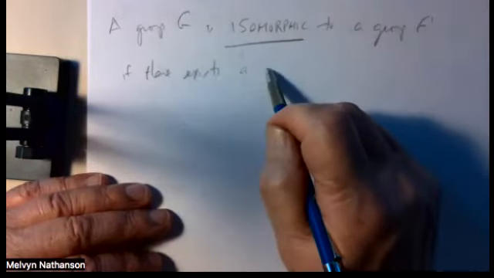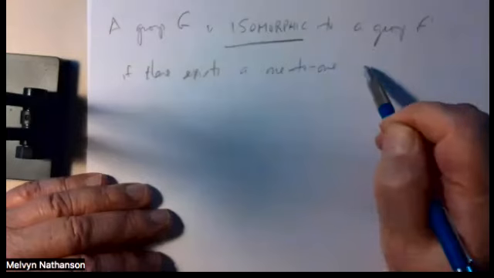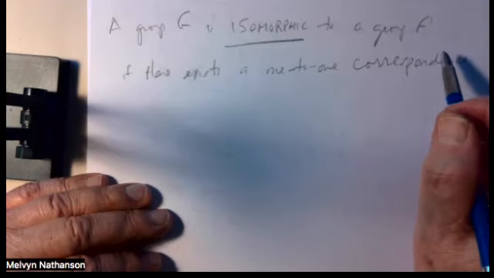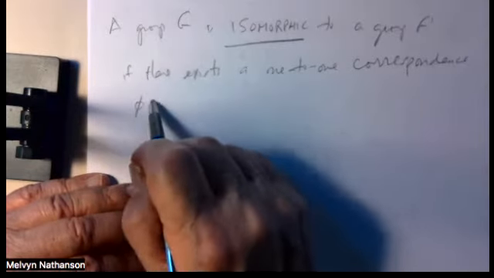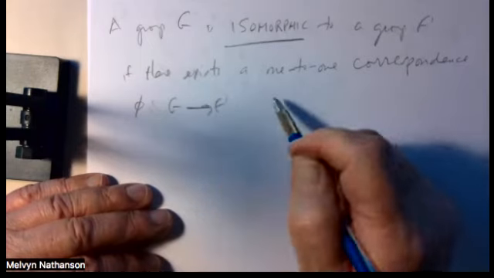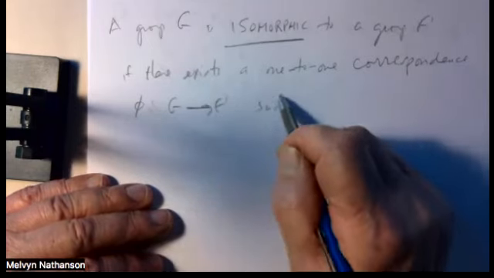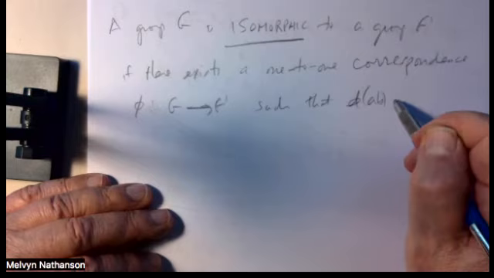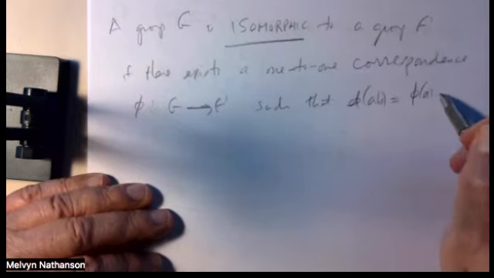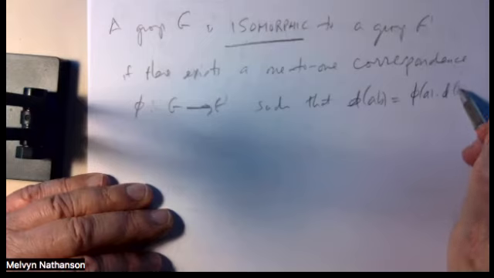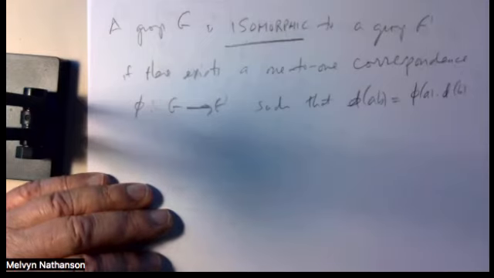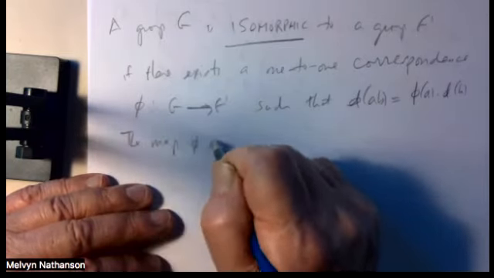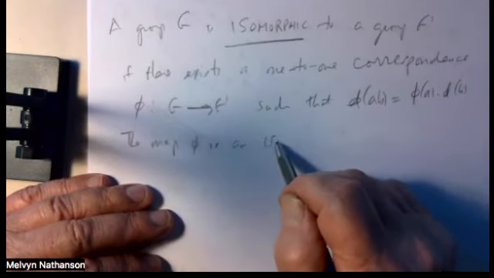there exists a one-to-one correspondence phi from G to G prime, such that phi of the product of two elements in G is the product of their images in G prime. It's phi of A times phi of B. Such a map phi is called an isomorphism.